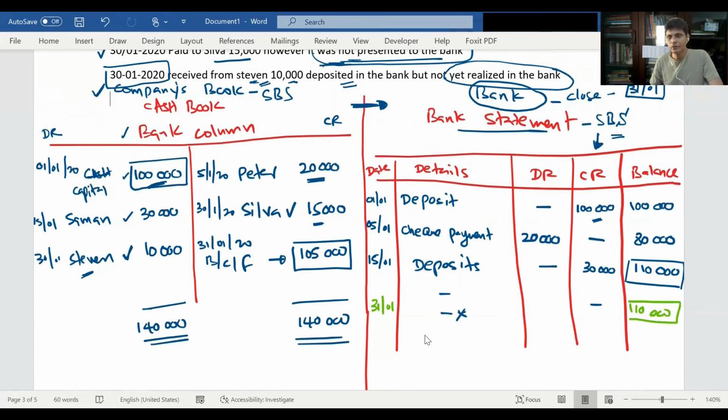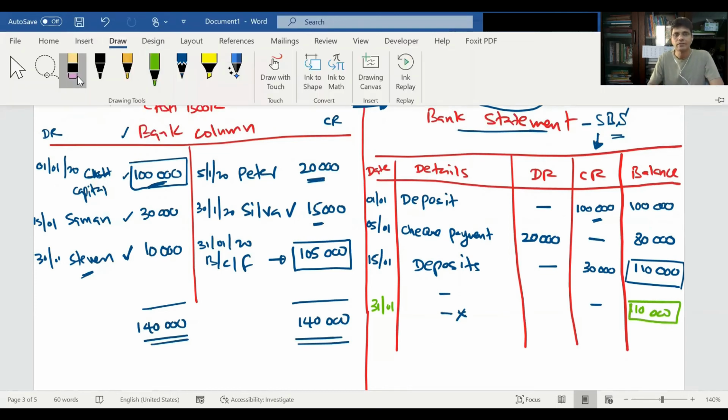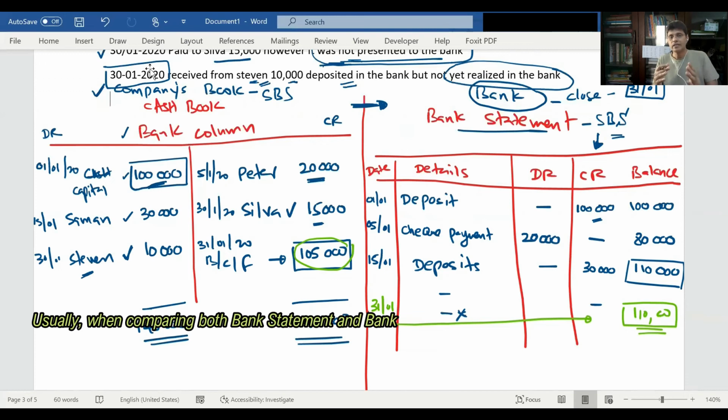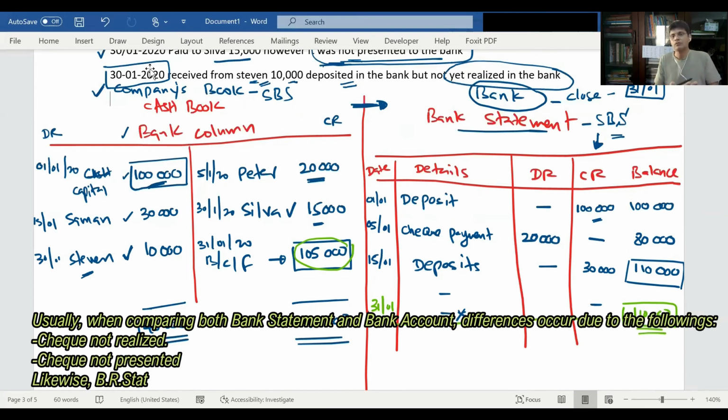The bank will send you the bank statement. So according to the bank statement, the balance as of 30th January is 110,000, whereas our cash book balance shows 105. When you compare, usually the bank statement balance will not agree with our cash book balance because of differences. Now when you receive a bank statement, what should you do?